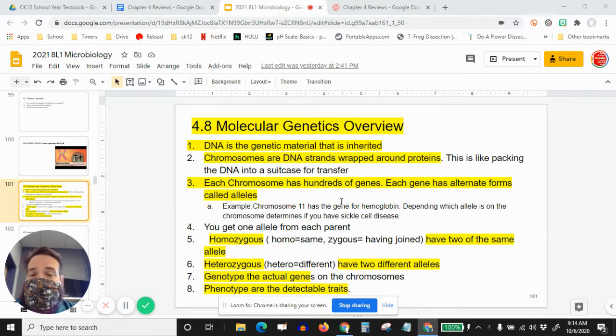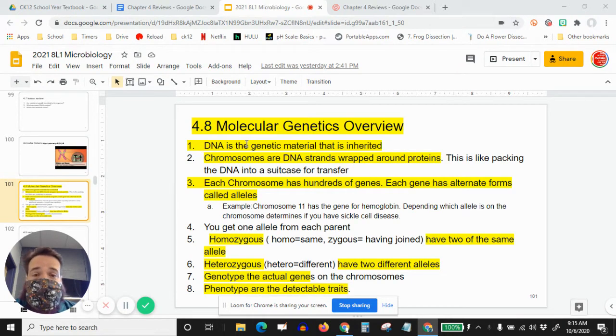Oh, by the way, if you're writing these notes down for the first time, the highlighted stuff, the yellow stuff, is what you definitely need to write down. The other stuff you can, if you want to. If you're doing this at home, you have a little bit more time maybe than we did in class.